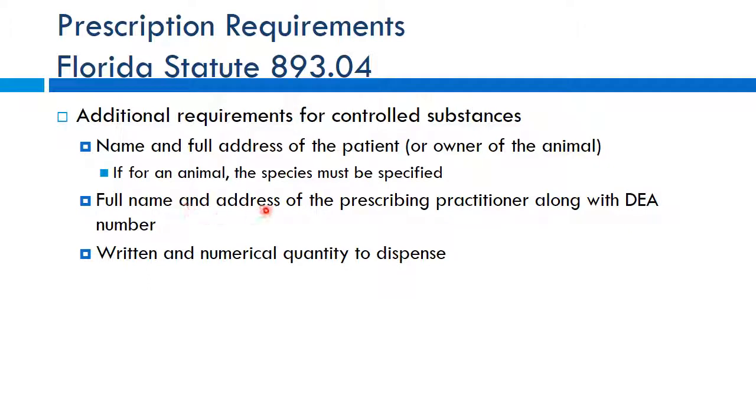Then you put the full name, address of the prescriber, and then you'll also end up having your DEA number on there as well. That way we can actually go back and make sure that you're actually registered with the DEA and everything's on the up and up. Usually a lot of this stuff will be pre-printed on your prescriptions out there. And then need to have written and the numerical quantity to dispense. So you'll say like dispense 20 written out in TWENTY, and then 20 in parentheses essentially.